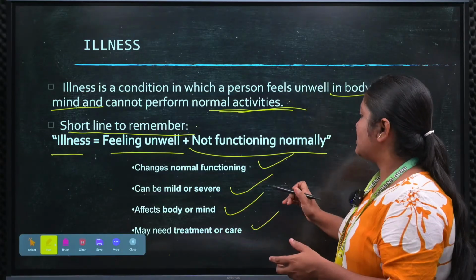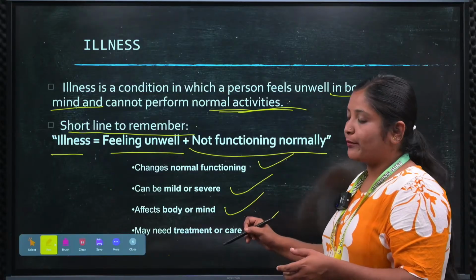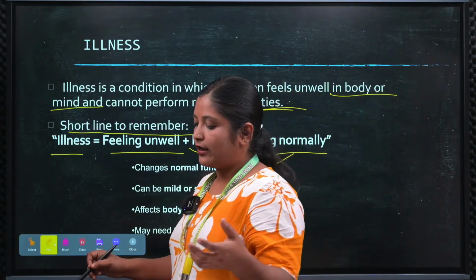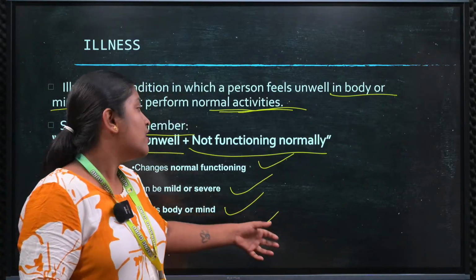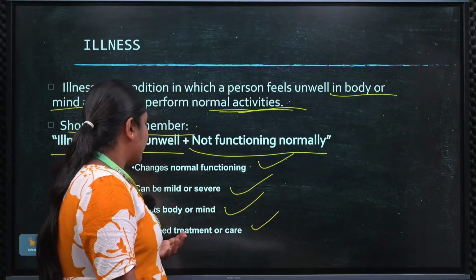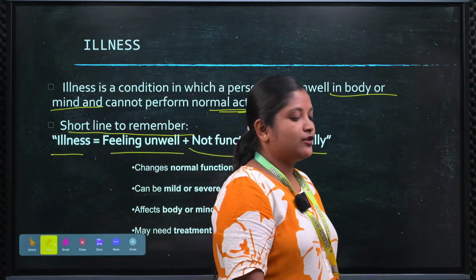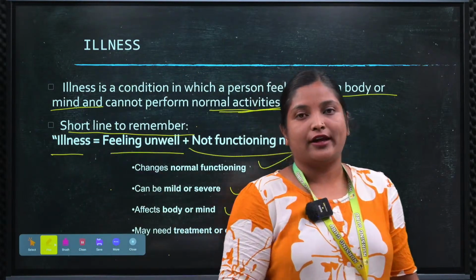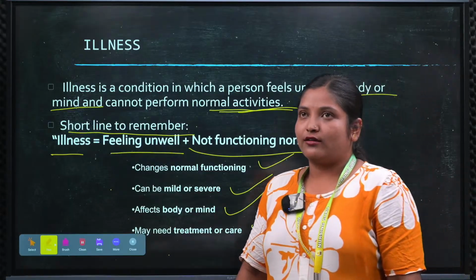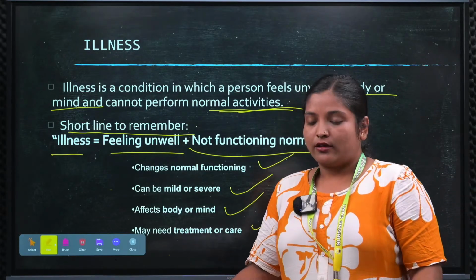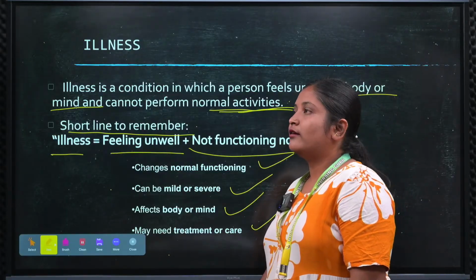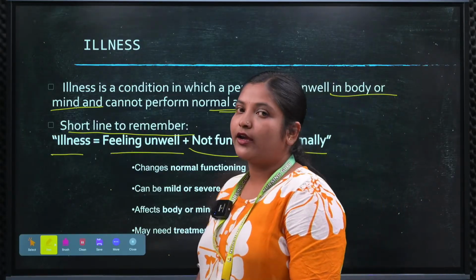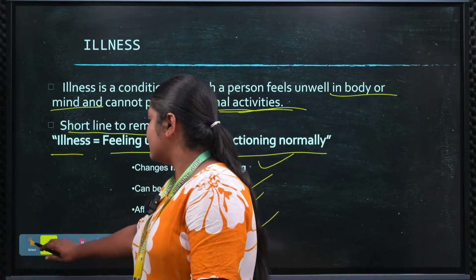The next point is that it affects the body or mind. Definitely, if you get any kind of illness, it is going to affect your body and mind. The next is that it may need treatment or care. You are supposed to take care and treatment to reduce your signs and symptoms.